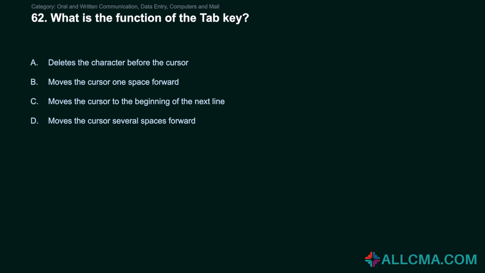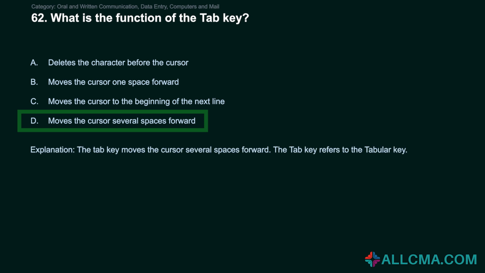62. What is the function of the tab key? A. Deletes the character before the cursor. B. Moves the cursor one space forward. C. Moves the cursor to the beginning of the next line. D. Moves the cursor several spaces forward. Correct answer, D. Moves the cursor several spaces forward. The tab key moves the cursor several spaces forward. The tab key refers to the tabular key.